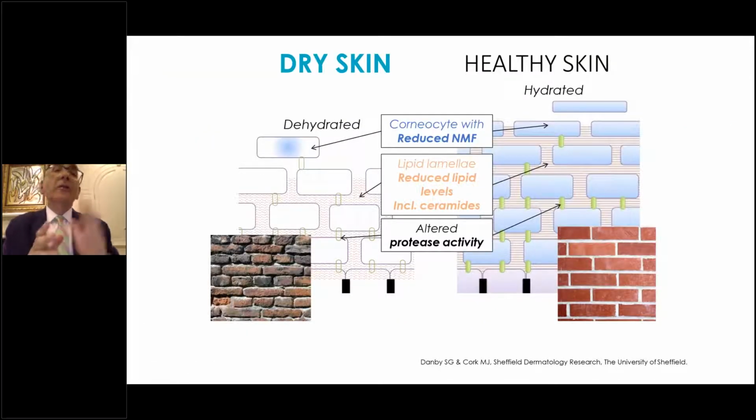So now look at the dry skin and the healthy skin. In the dry skin, the moisture is gone in the corneocytes, your nails are broken, and you have altered protease activity because the nails are broken. Then you have reduced levels of lipids, including reduced ceramide, so your mortar is gone.